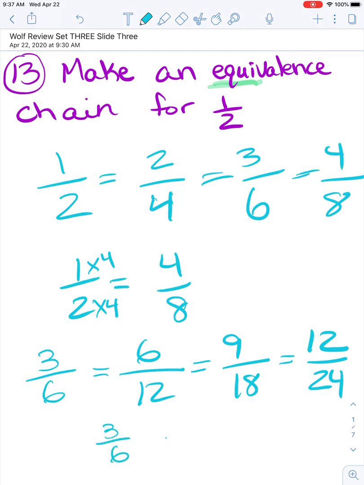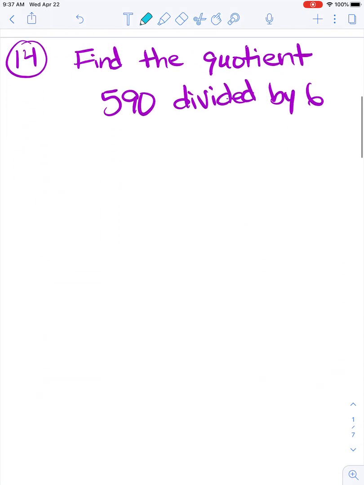Check your work. Let's do, is 3, 6, and 9 18ths right? Well, I know 6 times 3 is 18. Whatever I do to the bottom, I do to the top. 3 times 3 is 9. That's how you make an equivalence chain.